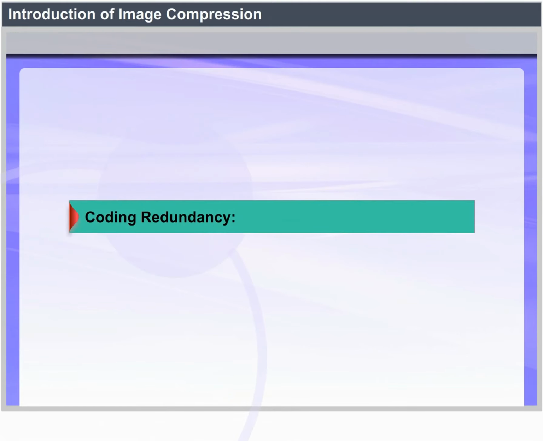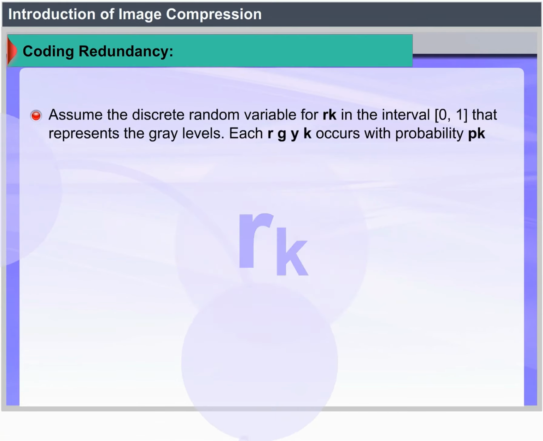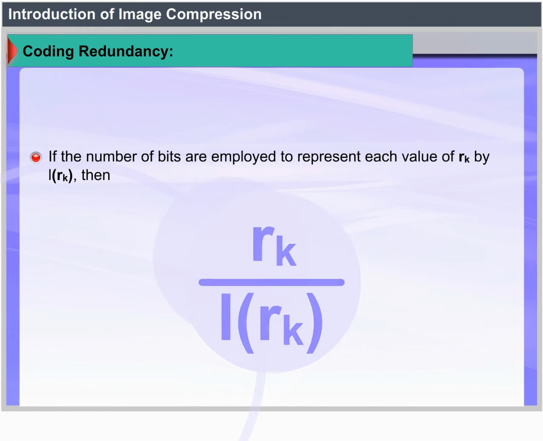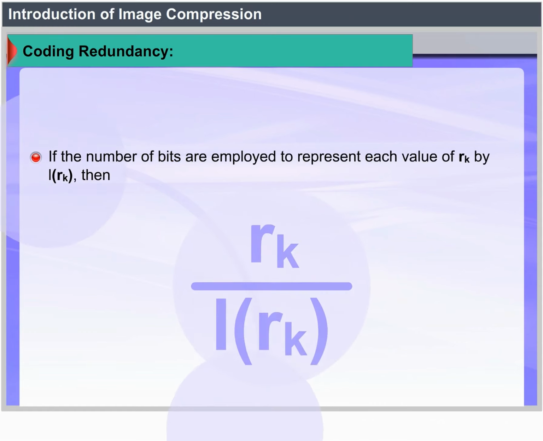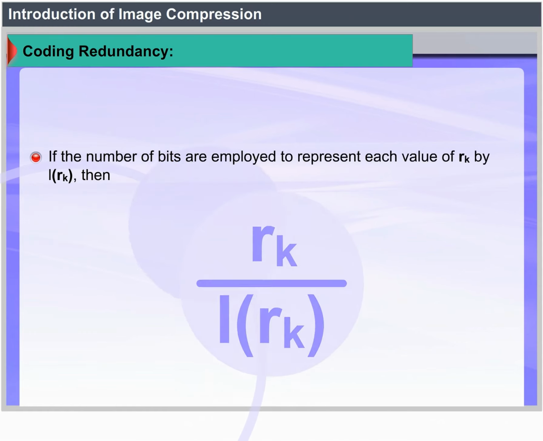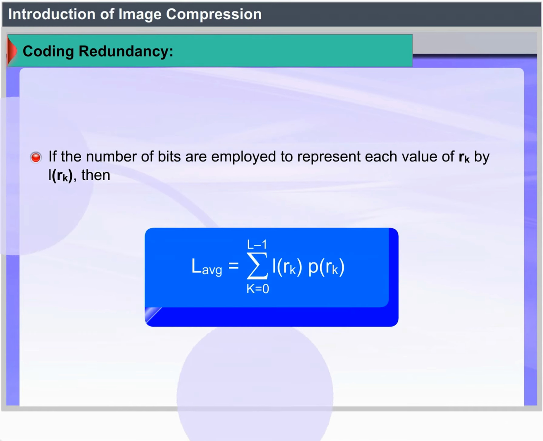Coding redundancy. Assume the discrete random variable Rk in the interval [0, 1] represents the gray levels. Each Rk occurs with probability Pk. If the number of bits used to represent each value of Rk is L(Rk), then the equation assumes the form as shown on the screen.